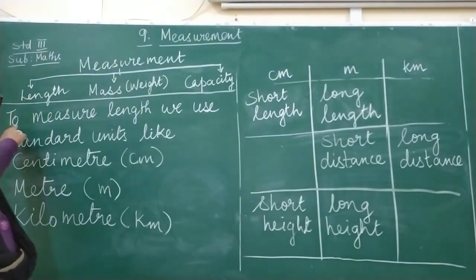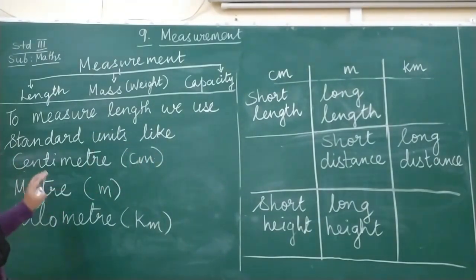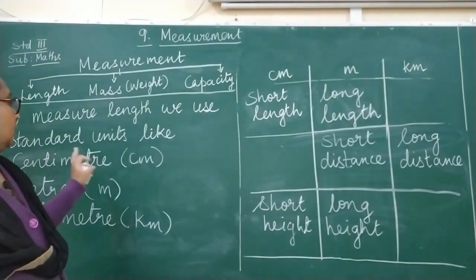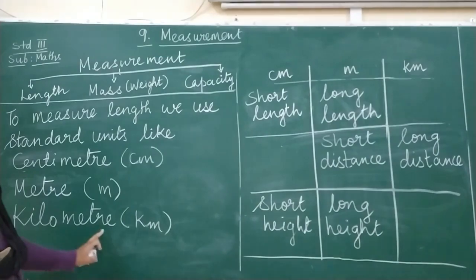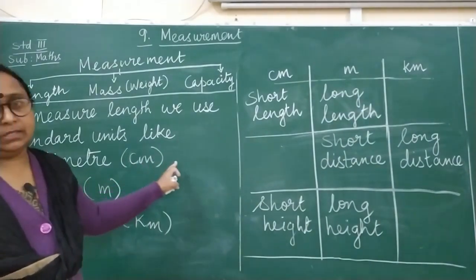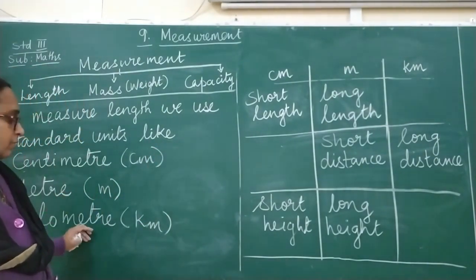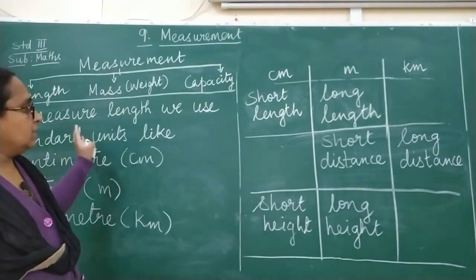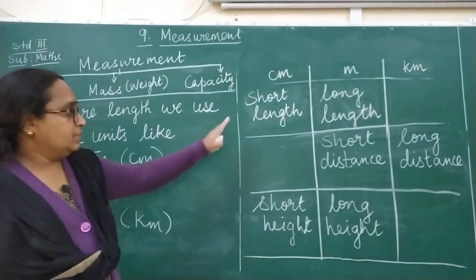Now to measure length we use standard units like centimeter, meter and kilometer. Centimeter is considered to be the smallest unit for measurement of length, and then comes meter, and the bigger unit is kilometer. Where you measure the length in centimeter, where you measure it in meter and where you measure it in kilometer, we will see here.